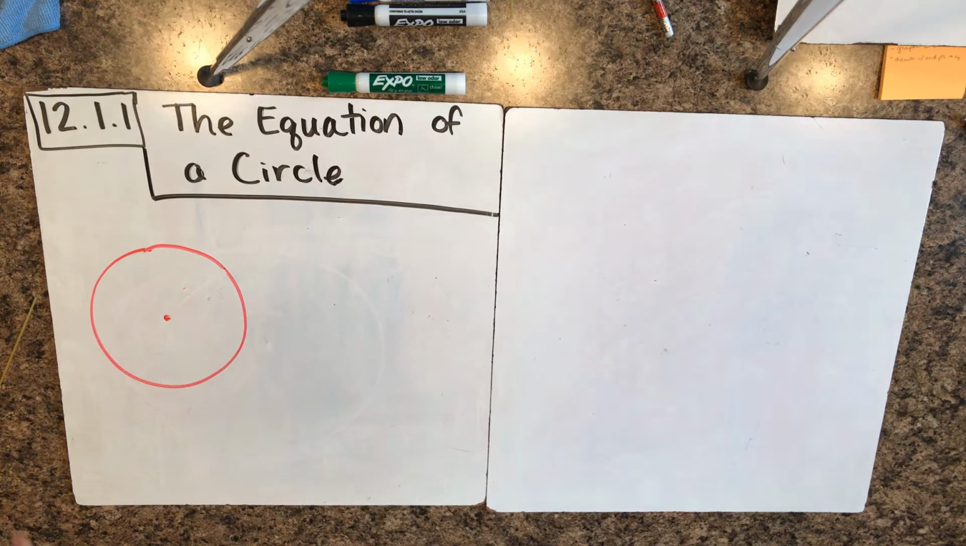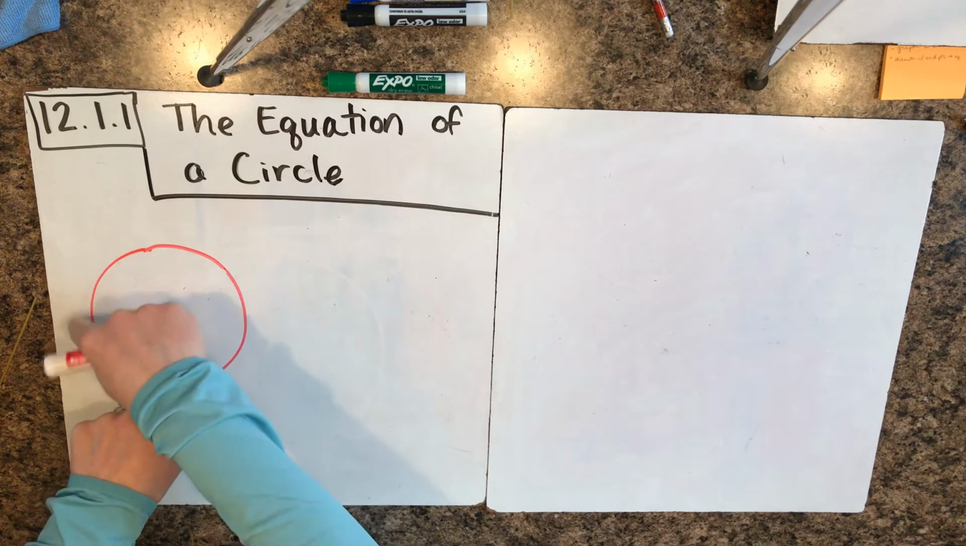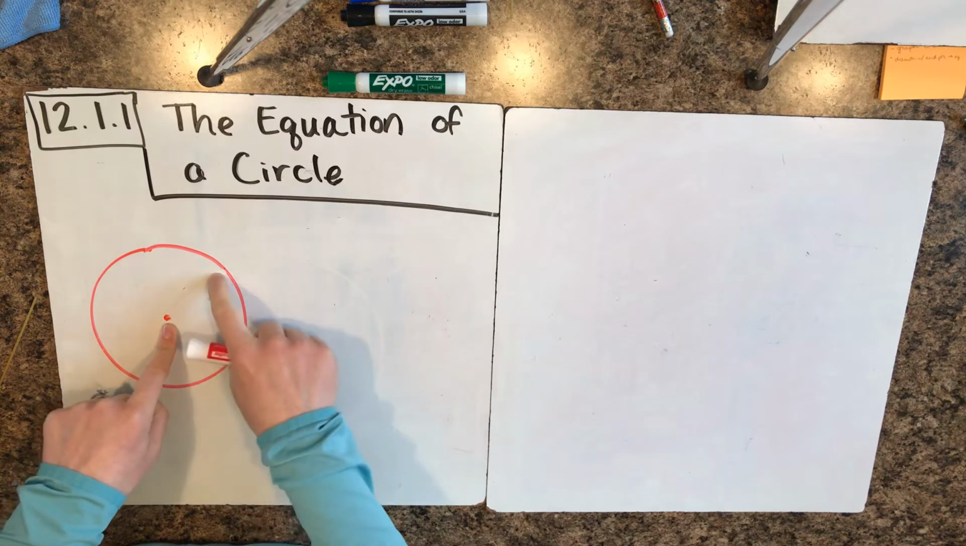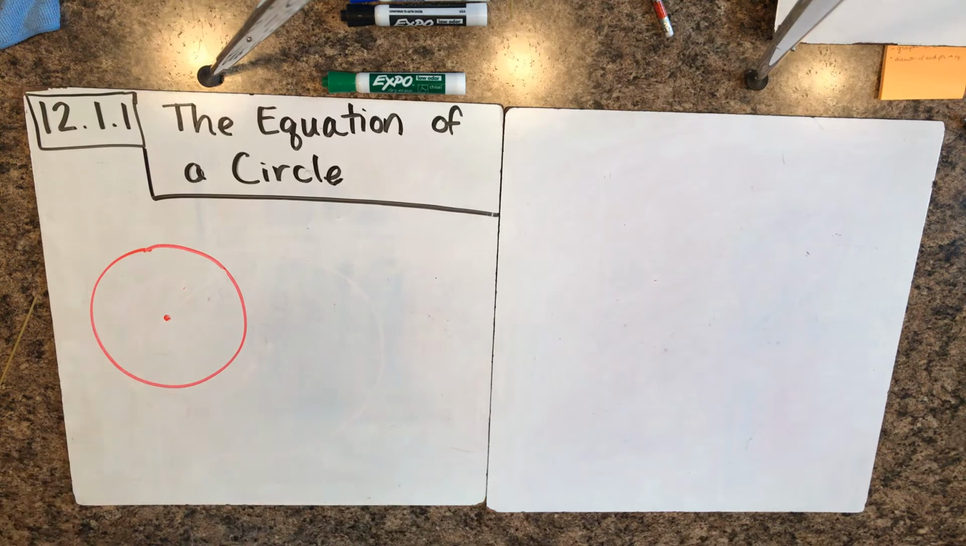Hey guys, today we're going to talk about lesson 12.1.1, which is going to be writing the equation of a circle. So let's first remember what is a circle. A circle has a center, and every single point on the circle is exactly the same distance away from the center.